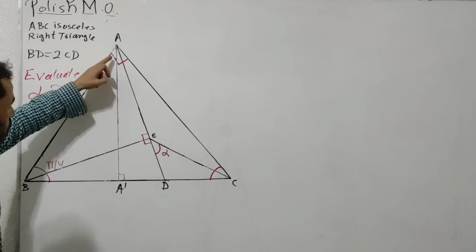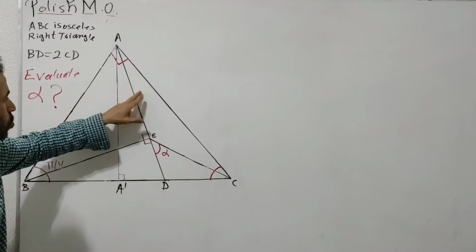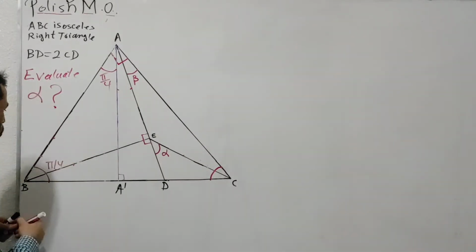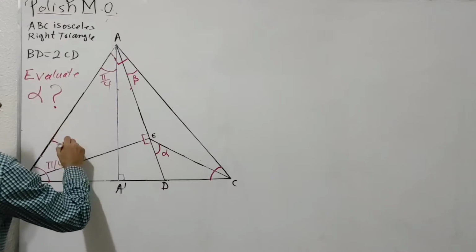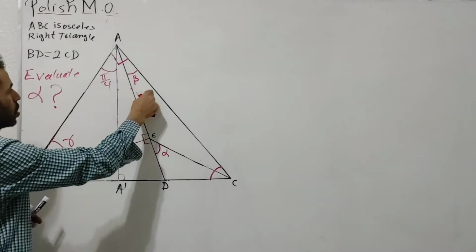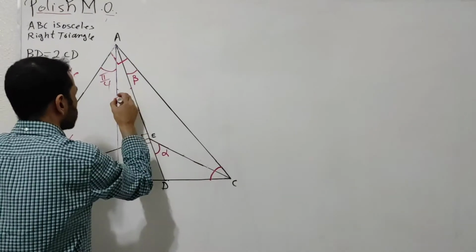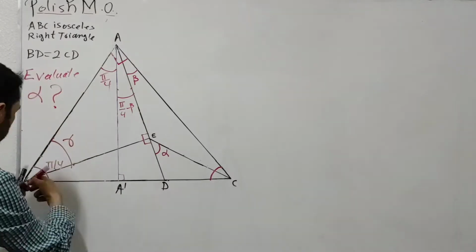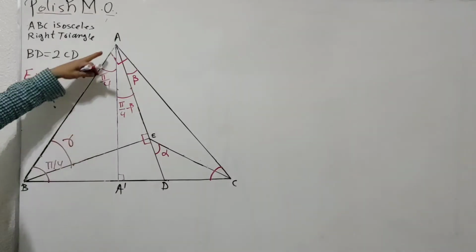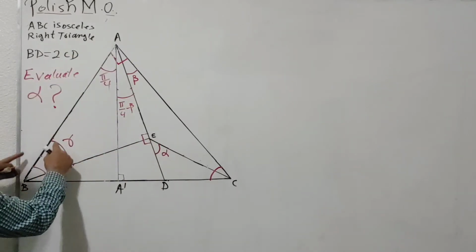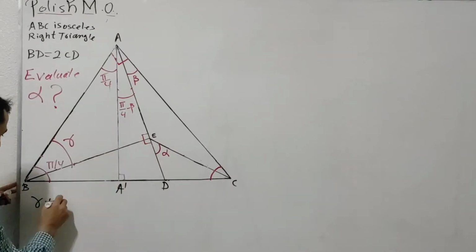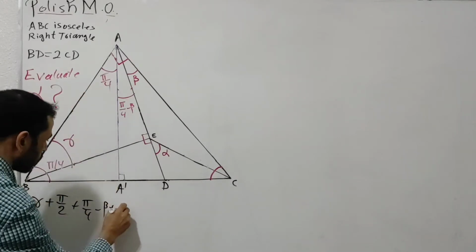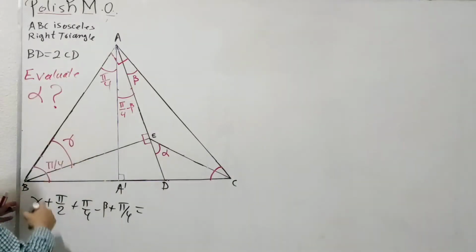So the nice thing here, this line divides this big angle into 2 parts. This triangle is congruent to this triangle because we have isosceles triangle. So now I'm going to calculate this one. Let's name this one as a gamma angle. Since this angle equals this angle because both triangles are congruent, that means this angle is pi over 4 minus beta. I'm going to calculate the gamma angle by using the triangle AEB. So I have gamma plus pi over 2 plus pi over 4 minus beta plus pi over 4. The total of these angles in the triangle is pi.